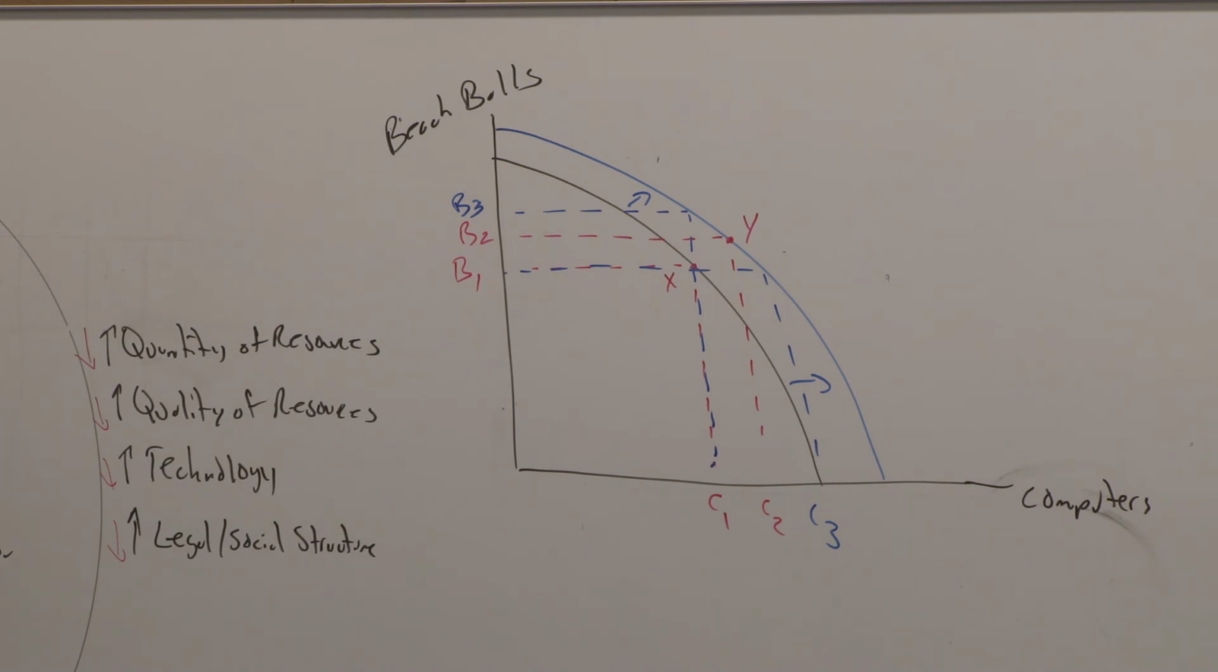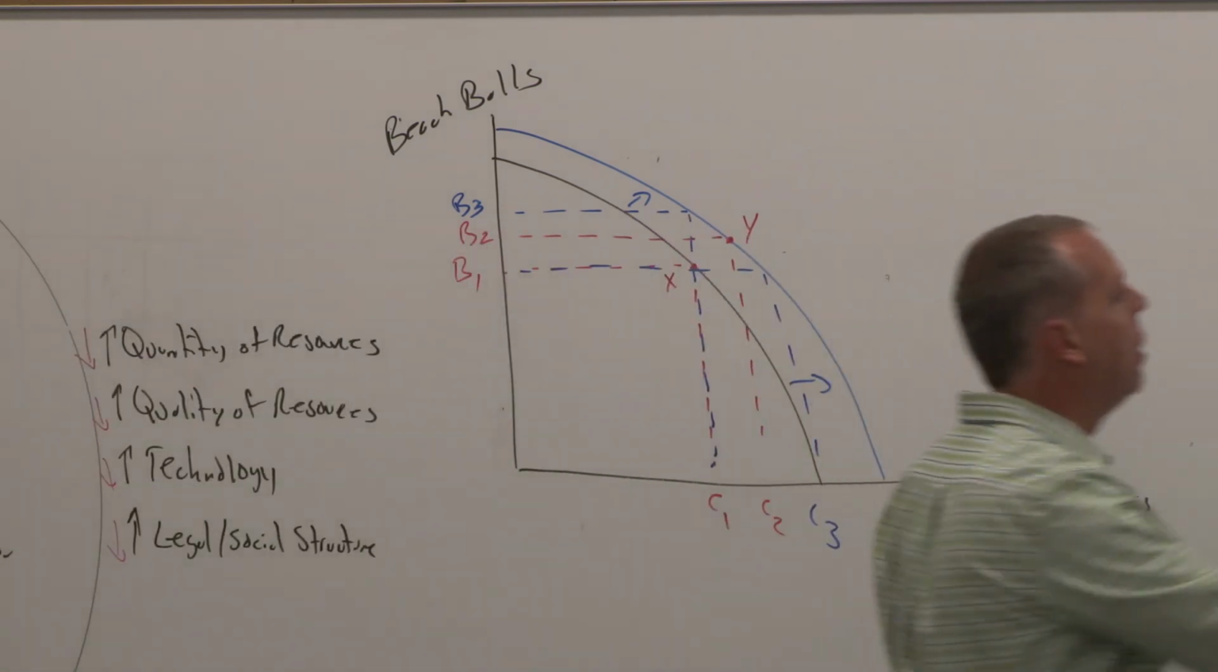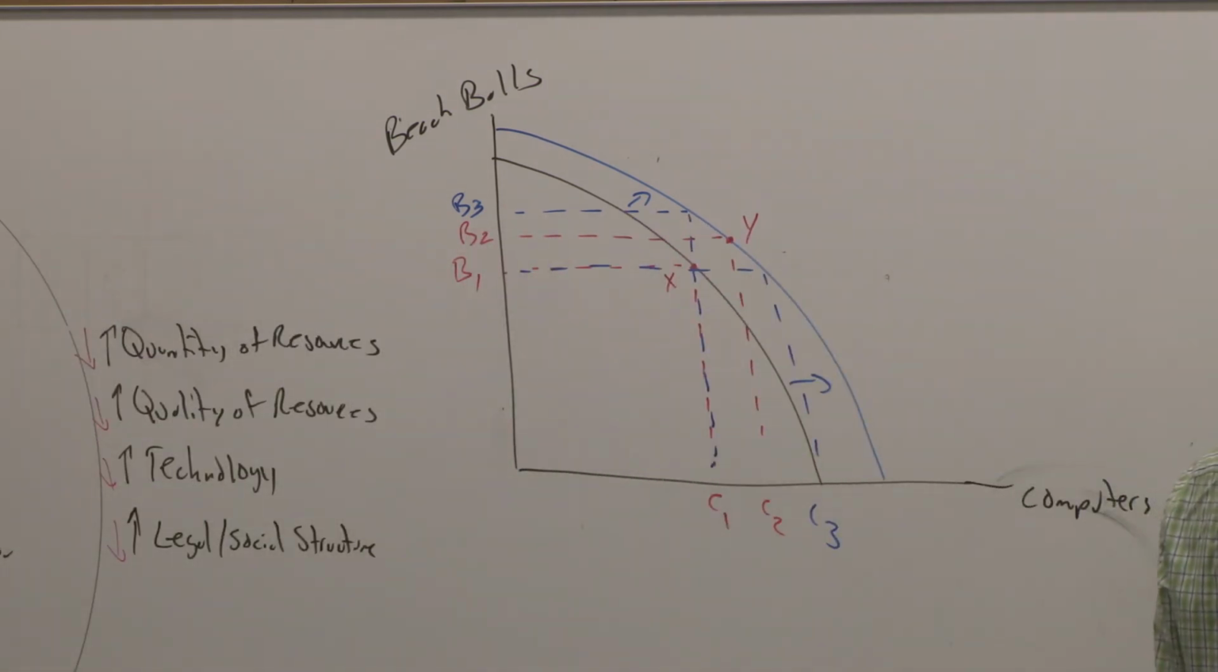Because that was a snapshot. That one was saying, where do we want to be? Do we want to be here? Or do we want to be here? We can change the quantity and quality of resources in the long run. Can we change it tomorrow?